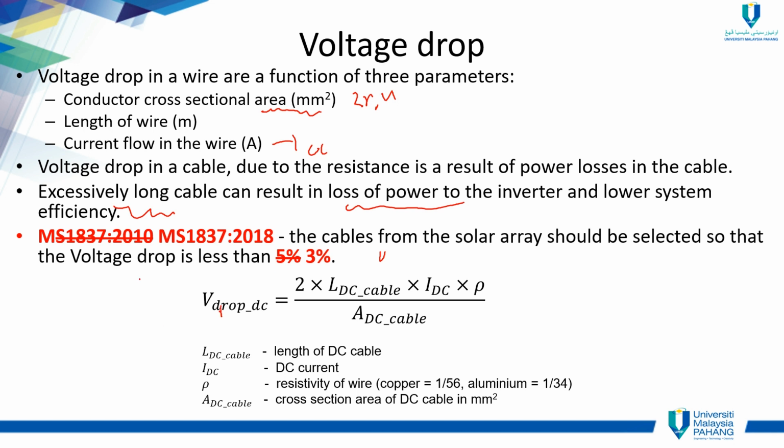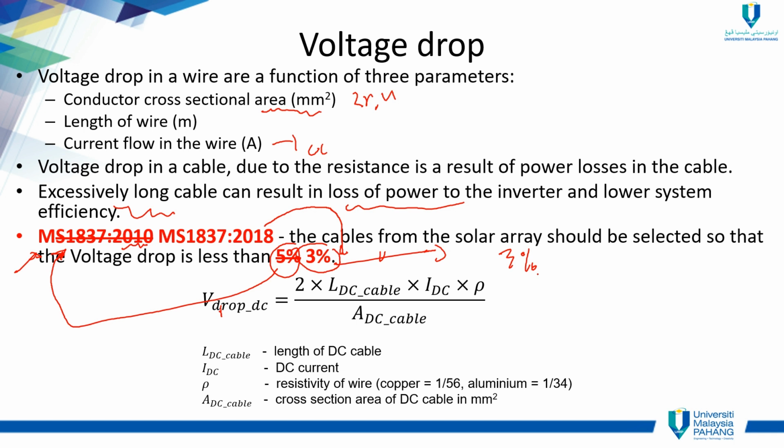This is not wrong. I mean, this is not a typo, but I purposely crossed it. On MS 1837:2010, the voltage drop is less than 5%. This is the old Malaysian standard. In 2018, they revised it and reduced it. The maximum allowable voltage drop is 3% only. So we are following the latest one, which is 3% only.